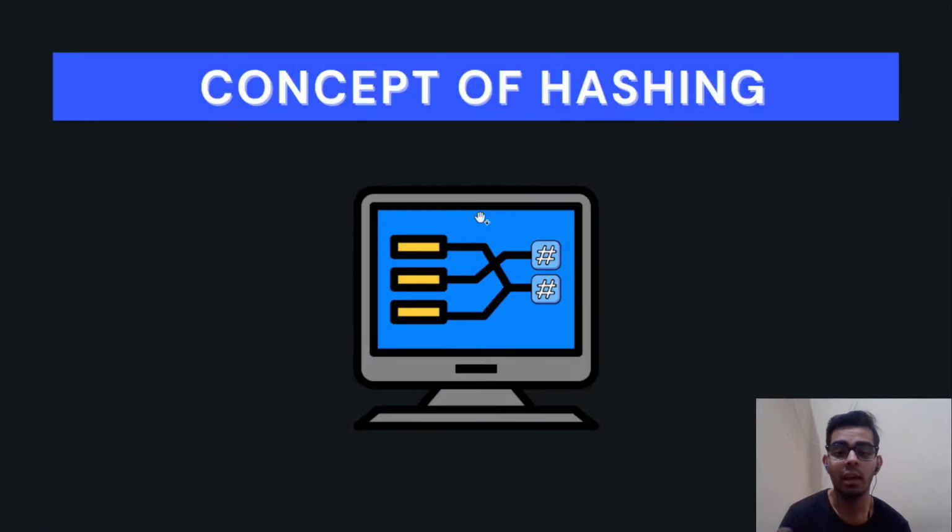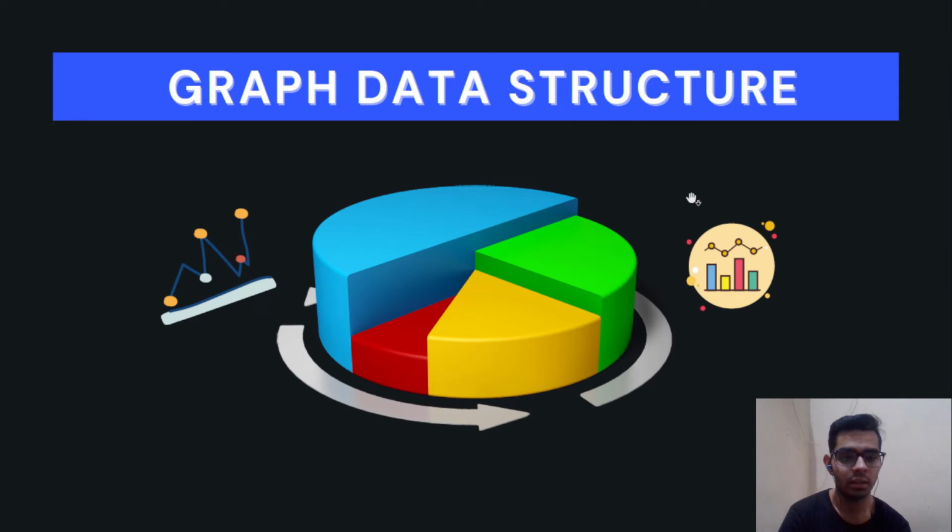And after hashing, what you have to do is graph data structure. So yes, graph data structure is a very important data structure that you have to learn.